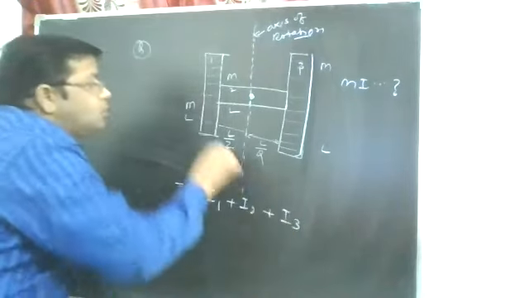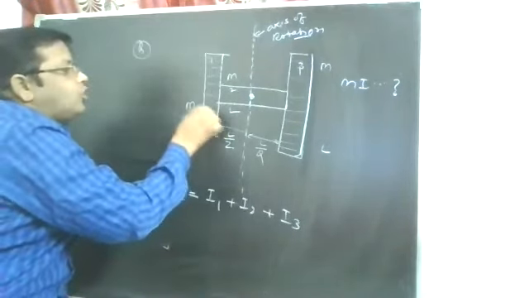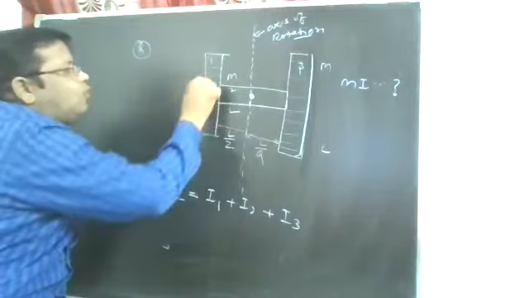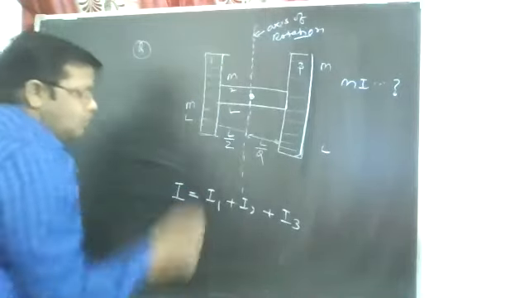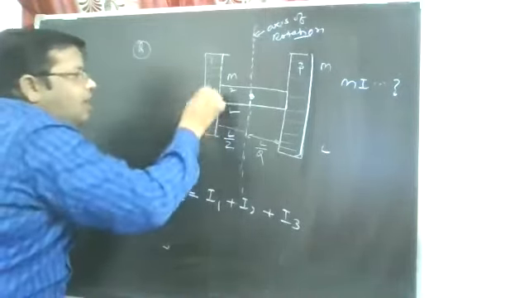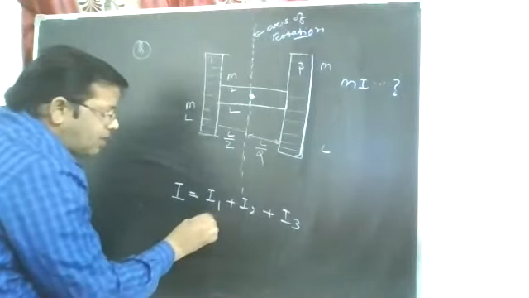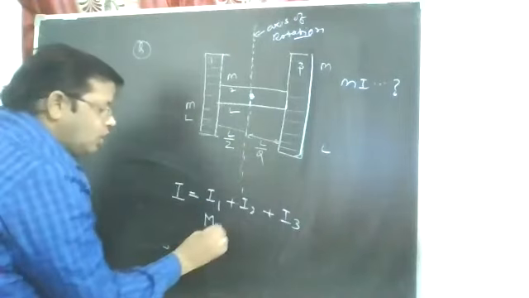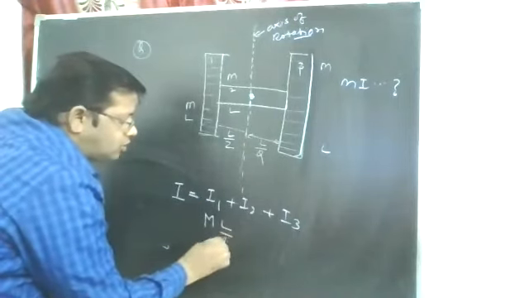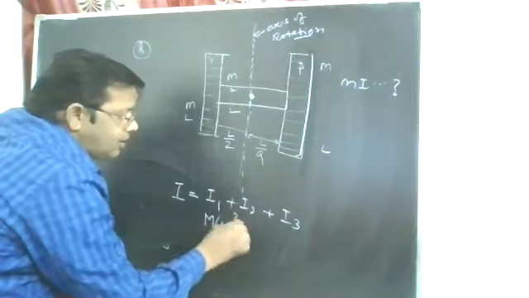Now see here, since each and every portion of the rod lies at a distance L by 2, the moment of inertia of this rod about this axis will be, what is the mass? M. And what is the perpendicular distance? L by 2. The square of the perpendicular distance. This is very easy. Plus.